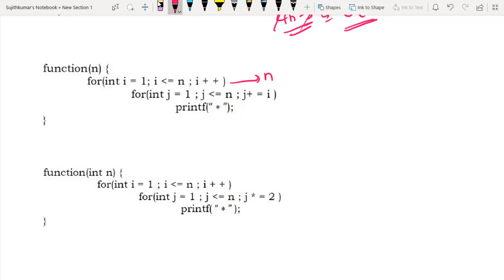If you have a single for loop, it will execute for n times, that's it, except for the special conditions that you give here, like i equals i into 2, where it will execute for log n times. I hope you remember that, right?